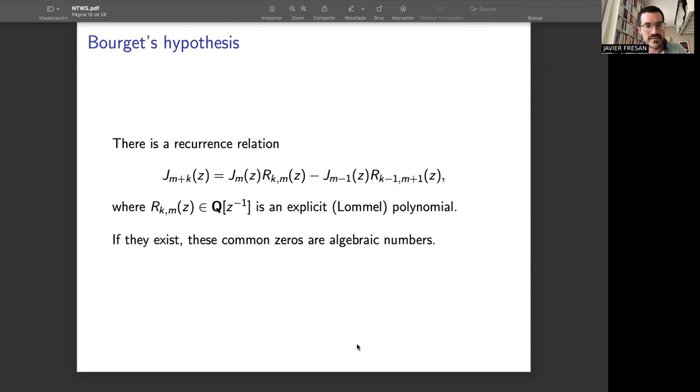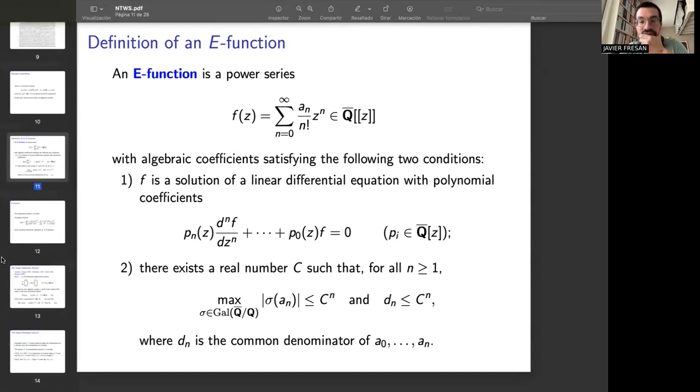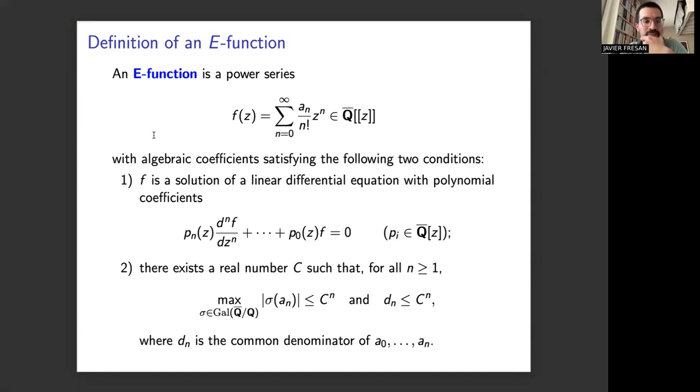Okay. So now let's park this for a while. We will go back to it later. So that's Siegel's motivation, and to try to generalize as much as he can the Hermite-Lindemann-Weierstrass theorem, he introduces the notion of an E function.